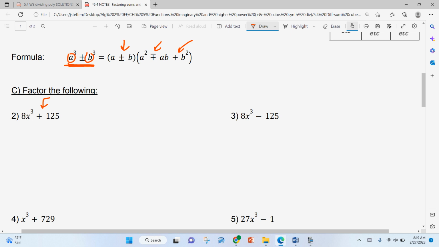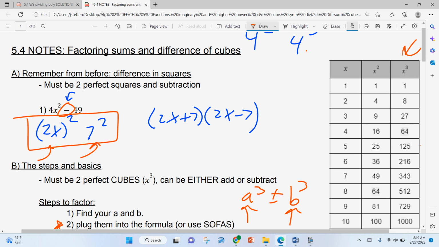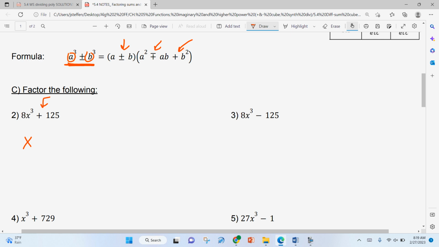So basically, just like we do with the different factors, what number to the third power is 8x to the third? Well, I know x to the third. Now, I'm not going to do a lot of tricky ones, so go and look at your list. These are all the numbers to the third. 8 is right here. It is 2 to the third. So if your x is 2, 2 to the third is 8. That's how you use that table. So 8 is 2x to the third. So I just say 2x to the third is 8x to the third. That's how I start that.